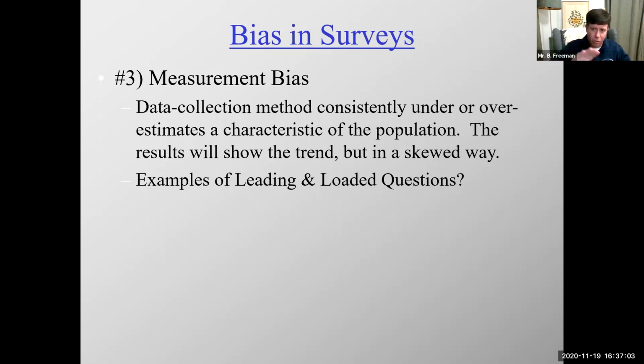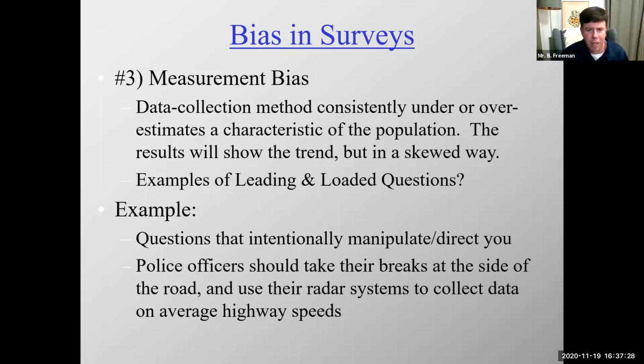You'll see an overall graph or trend of what's happening, but it tends to get skewed to one side or the other. The other thing that we link with this are what are called leading and loaded questions. So a leading question is when you ask a question on a survey that kind of brings people in one direction, or a loaded question where the bias is so evident as to what you want them to answer or what your opinions are on it.